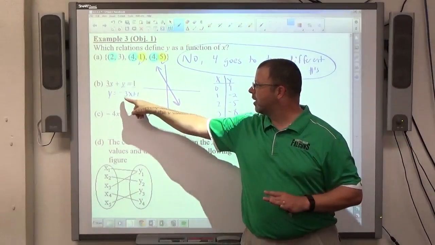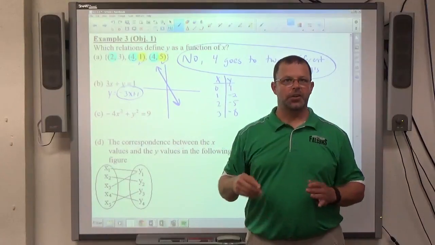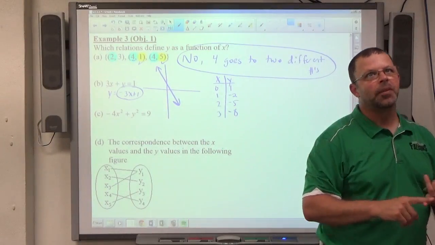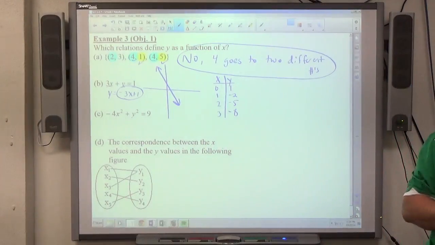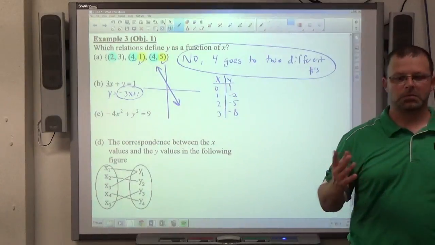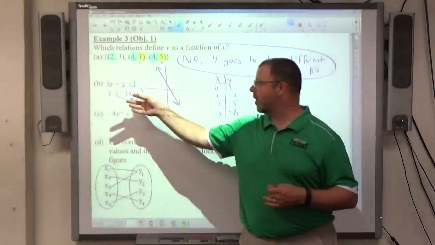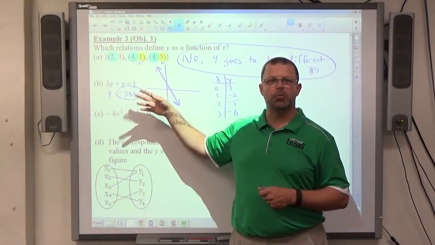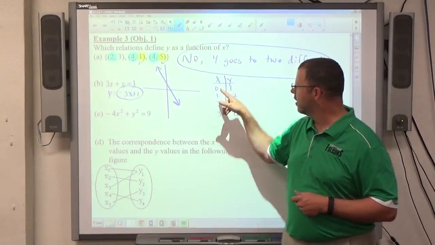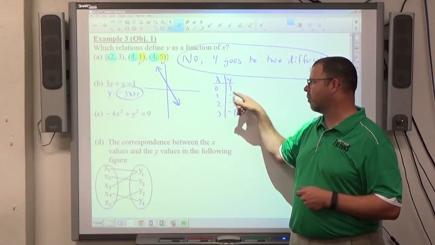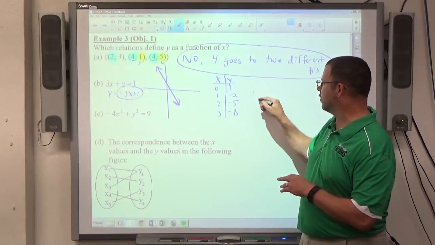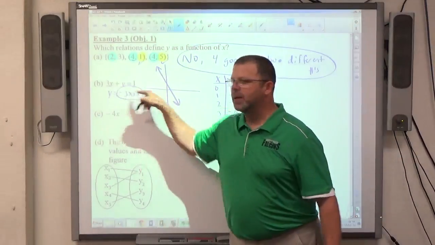If I put numbers into this expression here, is there any way to multiply a number by negative 3, then add 1 and get more than one answer? No, there's not. There's only one answer available, right? Y equals whatever that equals. Negative 3 times x plus 1 creates a single answer for every x. You put 1 in, you get 1 out, 1 in, 1 out, 1 in, 1 out. That's what a yes looks like. So part B is a yes.